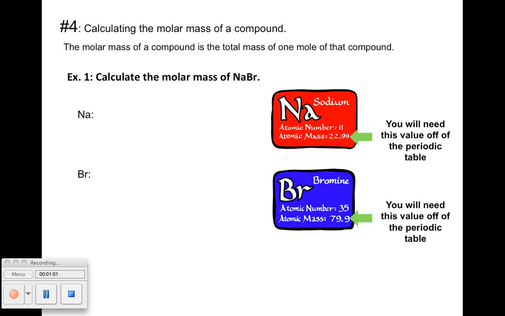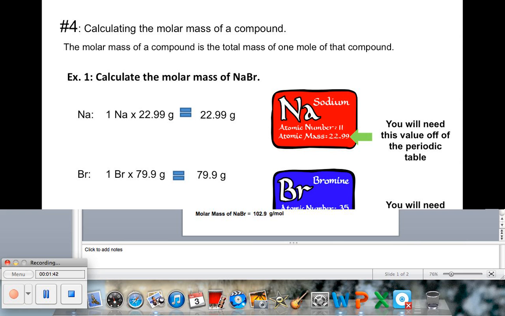When you're looking at NaBr, you need to determine the number of atoms of Na and Br that there are, and then multiply that number by the atomic mass of that atom. So for Na, we have 1 Na times the mass of that Na, which is 22.9 grams, and that's going to be equal to 22.9 grams. That's the mass of just the sodium in sodium bromide. Let's look at bromine. There's only one bromine in NaBr, and that has a mass of 79.9. So you're going to take 1 times 79.9, and that's going to be equal to 79.9 grams. That's the mass, again, of just the bromine.